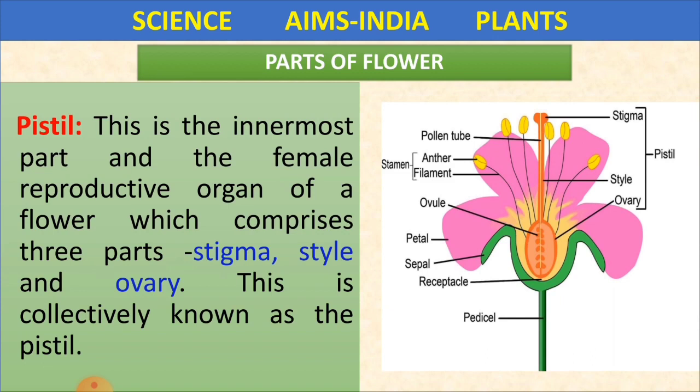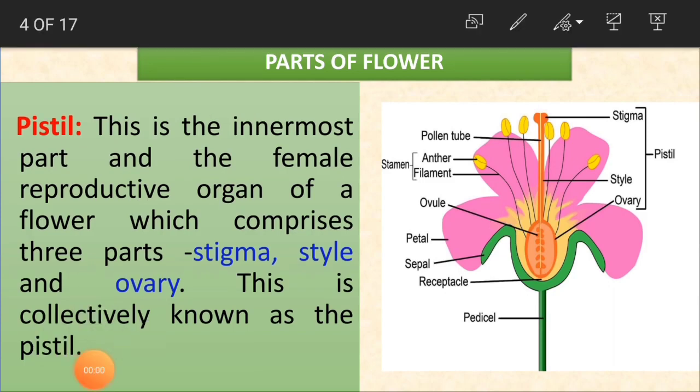Same pistil. Yes, children. Pistil is the innermost part and the female reproductive organ of a flower, which comprises three parts, that is stigma, style and ovary. This is collectively known as the pistil. If you see here, we have three parts in pistil: stigma, style and ovary. These three together are called pistil.